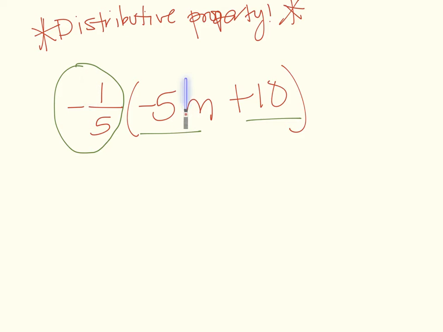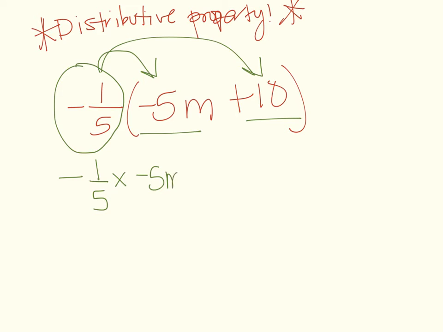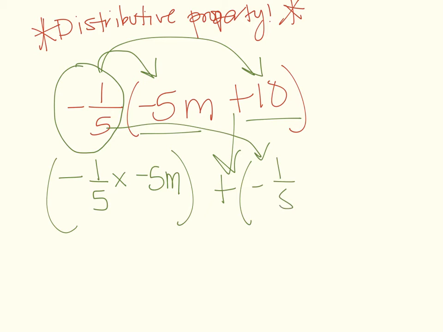Now we have to distribute that negative 1/5 to both terms. So draw your arrows, and now you're going to multiply that. So it's negative 1/5 times negative 5m. Okay, so this is multiplication, plus negative 1/5 times 10.